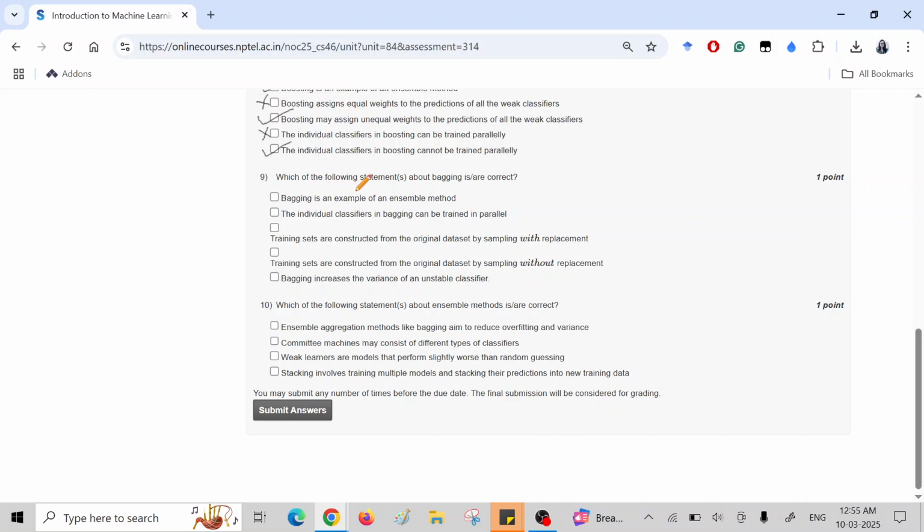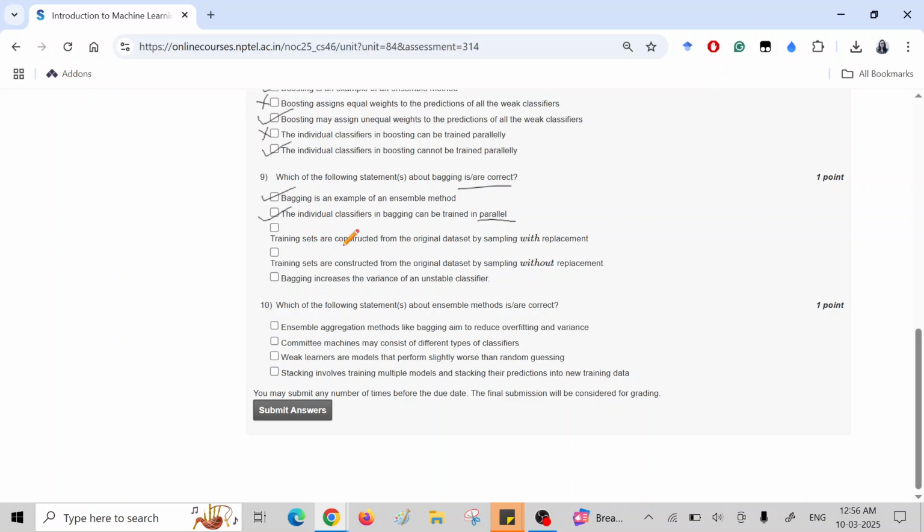Then question number 9, which of the following statements about bagging are correct? Bagging is an example of an ensemble technique, correct. The individual classifiers in bagging can be trained in parallel. Yes, that is correct. In case of bagging, all the individual classifiers can be trained in parallel, because they will be trained on different data sets, which are generated by sampling on the original data set. Sampling with replacement, actually. So option B is also correct for question number 9.